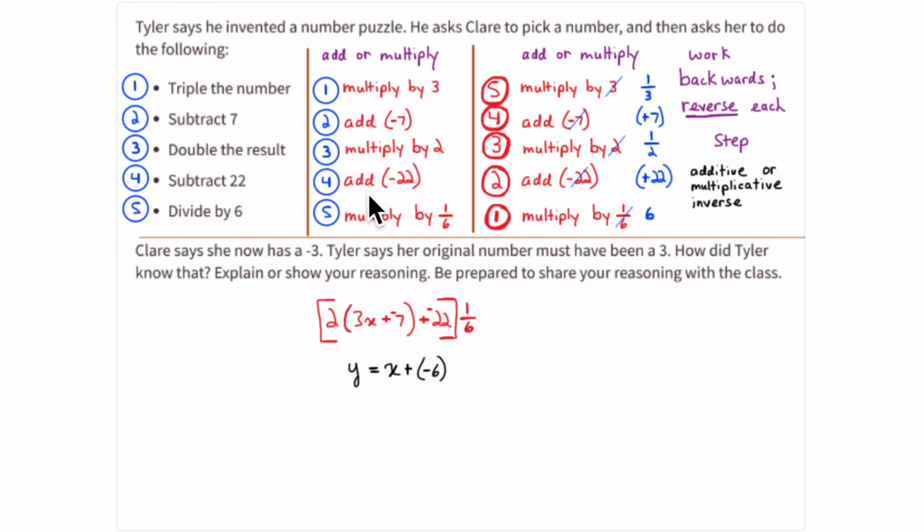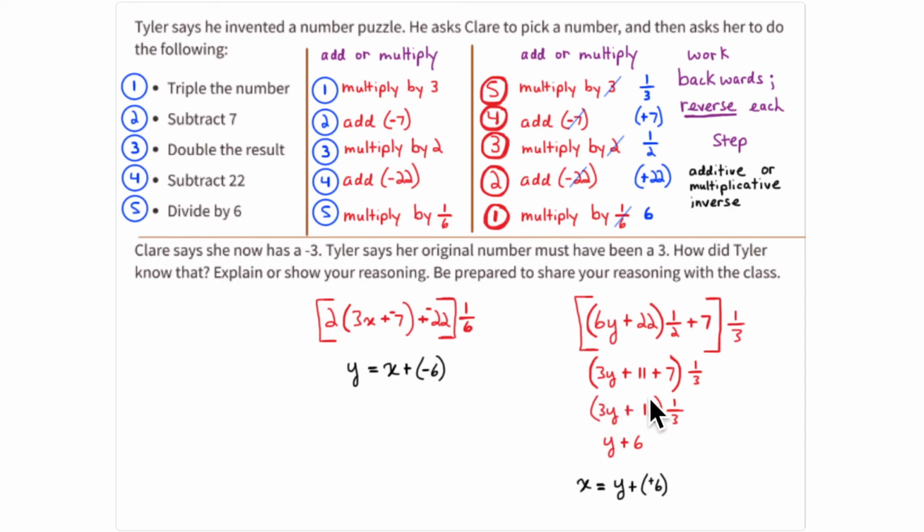All right, so I went through this already. I did change this to adding a negative 7. So over here, a triple number, add negative 7, multiply by 2, add negative 22, and multiply by 1/6. So I changed divide by 6 to multiply by 1/6. You simplify all this, and you get this same expression, x plus a negative 6. So the answer is x plus a negative 6. To get the beginning number, the number you selected, you take the answer and you add 6 to that.